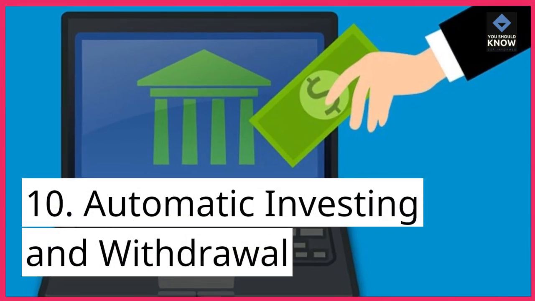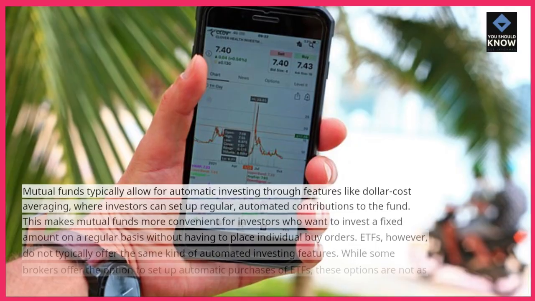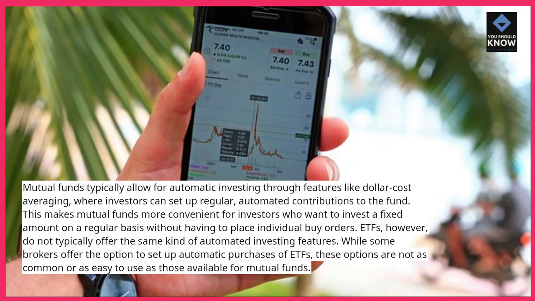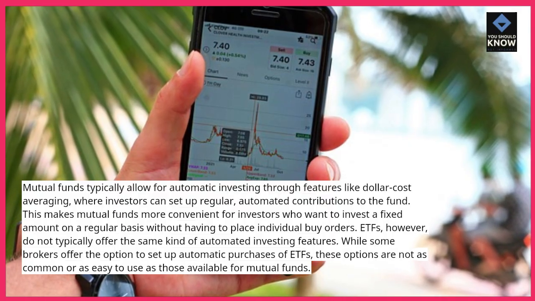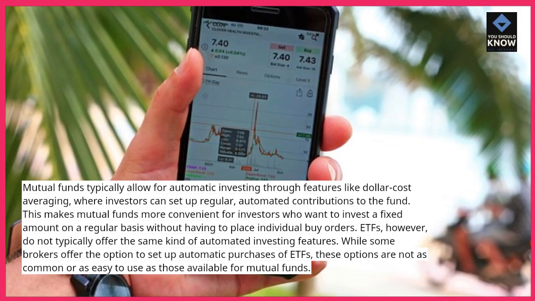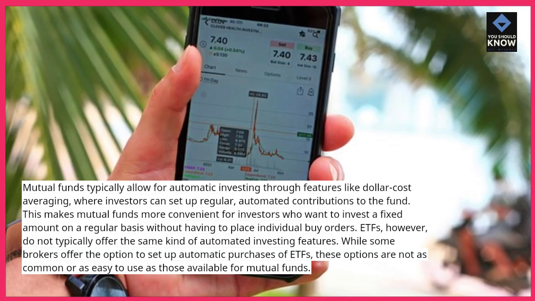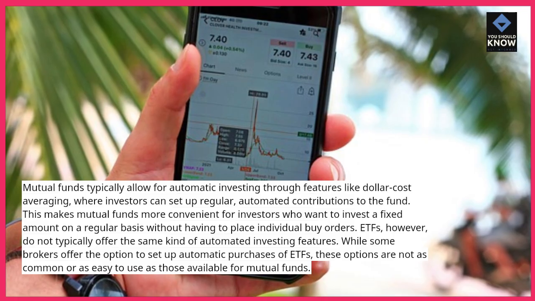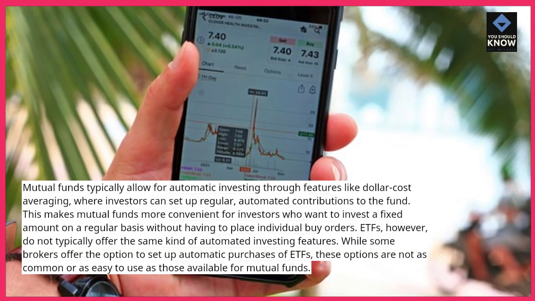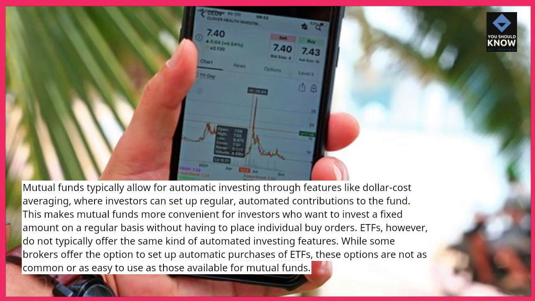10. Automatic investing and withdrawal. Mutual funds typically allow for automatic investing through features like dollar cost averaging, where investors can set up regular, automated contributions to the fund. This makes mutual funds more convenient for investors who want to invest a fixed amount on a regular basis without having to place individual buy orders. ETFs, however, do not typically offer the same kind of automated investing features. While some brokers offer the option to set up automatic purchases of ETFs, these options are not as common or as easy to use as those available for mutual funds.